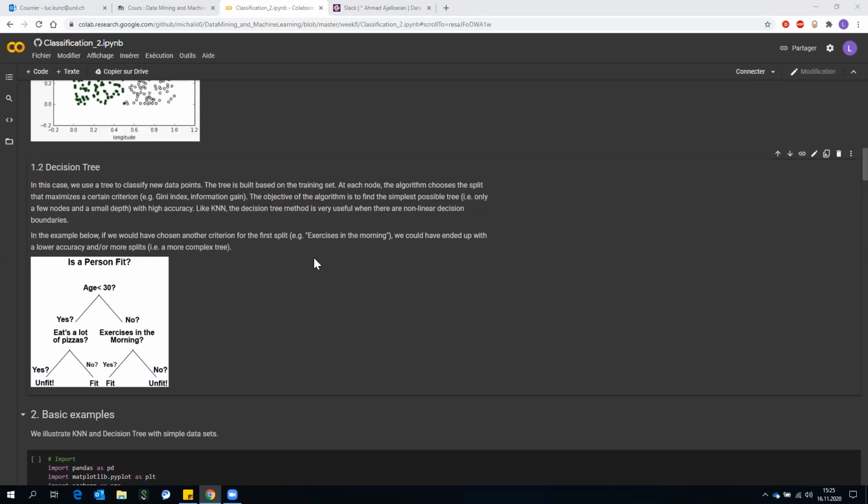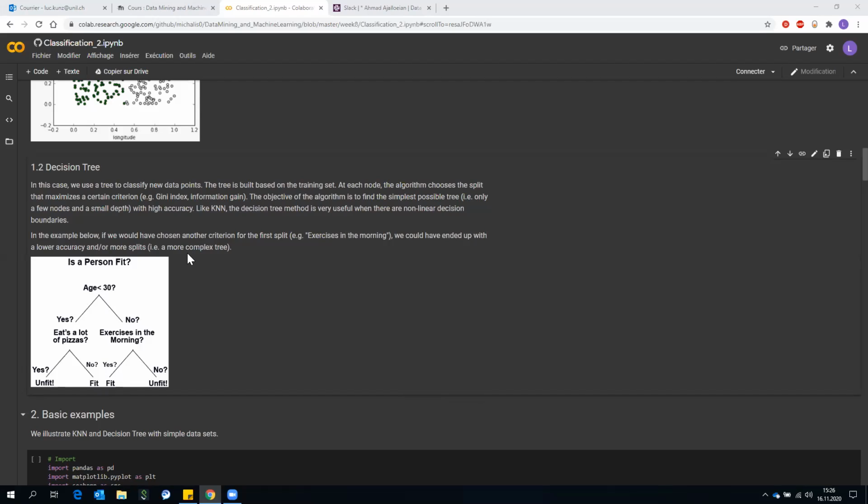Okay. Any other question on tree? So basically, you took the training data, and you separate the data according to the best fit, and the best fit is defined as the fit that maximizes a certain criterion. So in this case, for all people with age above 30, the best criterion is whether they exercise in the morning or not. And the best criterion among people below 30 is whether they eat a lot of pizza in order to classify them as fit or unfit. Okay, any other question on decision tree or KNN?